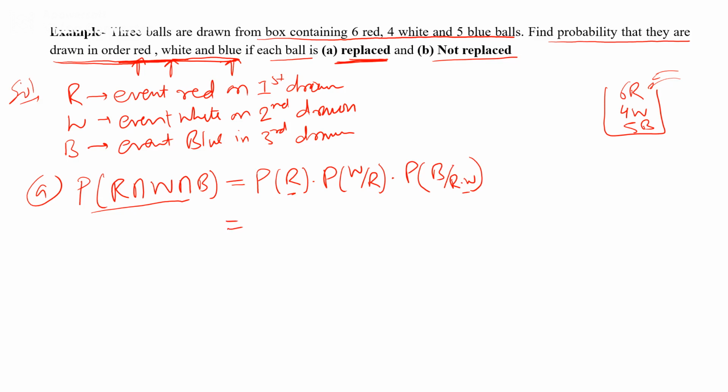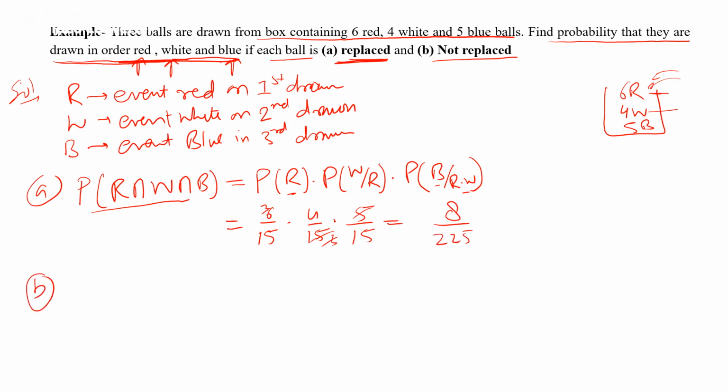So here the probability of a red ball in that condition: total balls we have 15, and how many red balls are there? 6. So we write 6 by 15. Now in this case we are replacing, so the probability of a white ball when a red ball is drawn is 4 by 15, and a blue ball is 5 by 15, because the number of balls is not reduced, we just replace the balls after drawing. So after multiplying this we get 8 by 225.